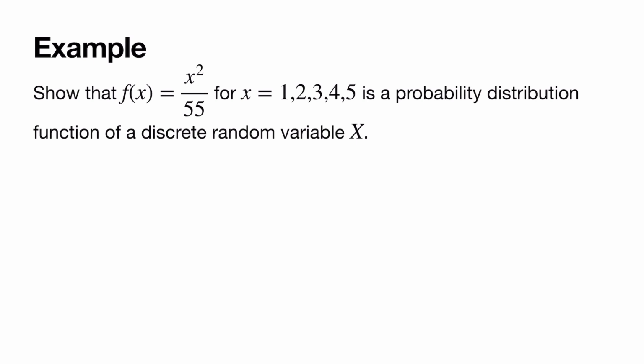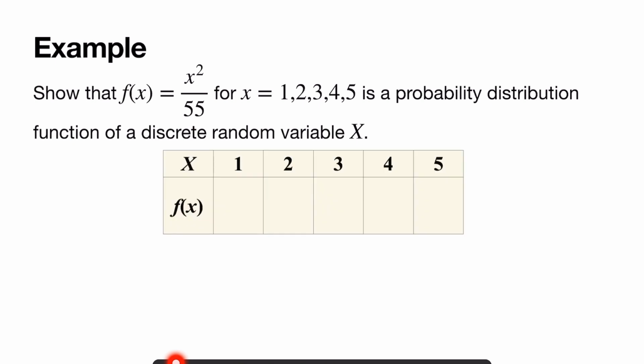Alright, let's take a look at the example. Okay. Show that f(x) is equal to x squared over 55 for x equals 1, 2, 3, 4, 5 is a probability distribution function of a discrete random variable. How many characteristics do you need to follow to show that it is a probability distribution function? 2. Okay, so apa syarat dia?